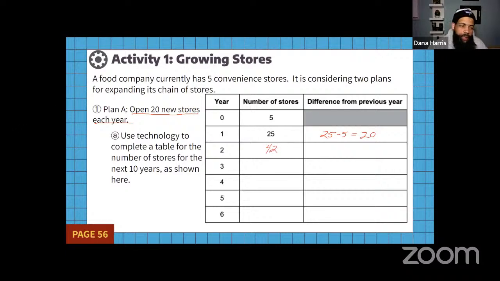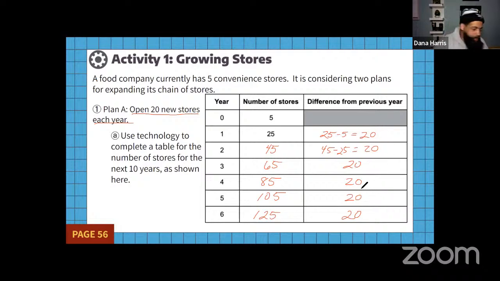That's not 42, it's 45. And then 45 minus 25 equals 20 as well. And then we would have 65, which is another difference of 20. 85, another difference of 20. 105, another difference of 20. And 125 stores, which is also a difference of 20. So notice you have a common difference, in this case of 20 each year.